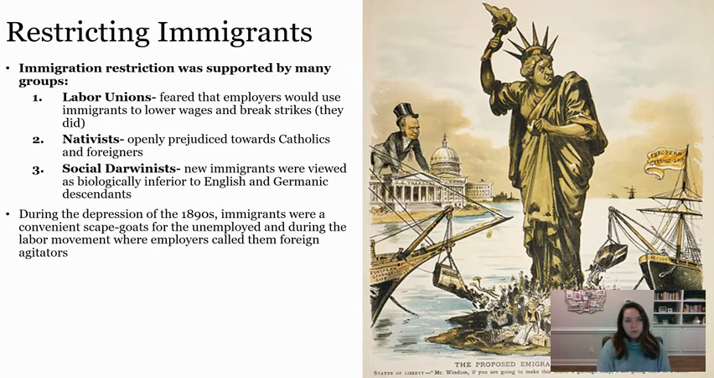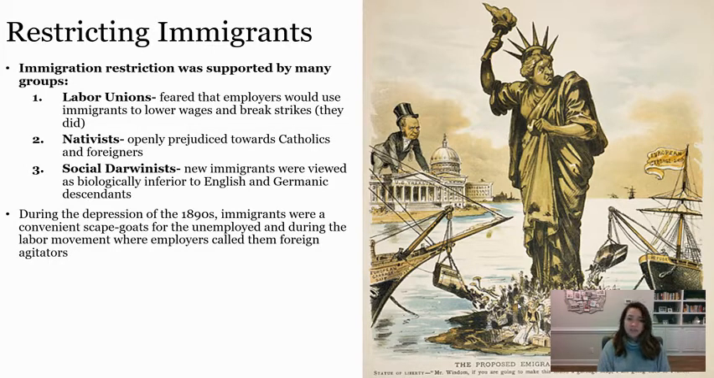So there are a few different groups that were in favor of restricting immigrants. One is going to be the labor unions. Remember that wages were decided based on supply and demand, so it's the supply of labor. When lots of immigrants were coming into the country and there were lots of people willing to accept those low wages, it hurt the labor unions' ability to use collective bargaining and strikes, because the immigrants would serve as strike breakers. They would be willing to work for the low wages because it was better than what they had back in their home countries. And so labor unions were in favor of restricting immigration.